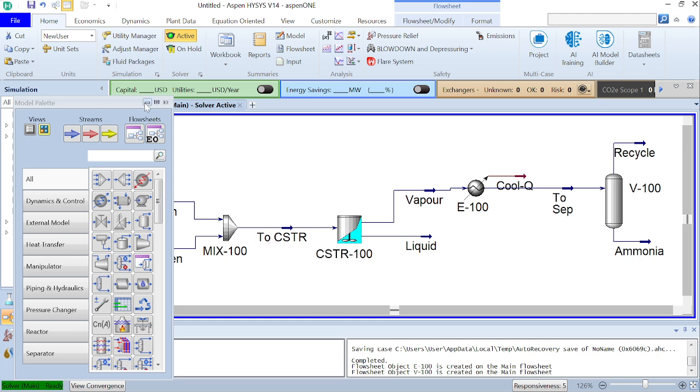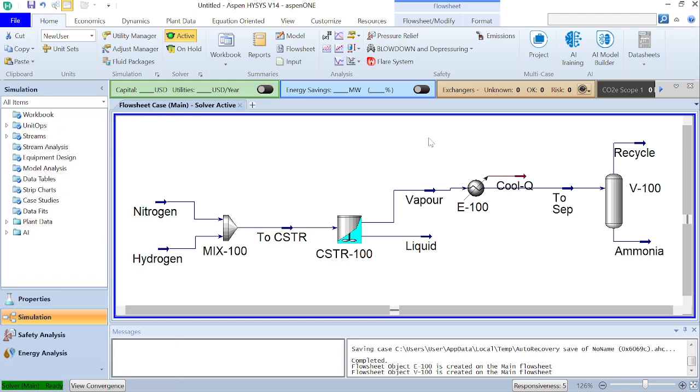Okay, so in our class we're going to be looking at how to simulate another reactor. Alright, and then we'll talk about how to recycle. Alright, so next time. Thank you very much.